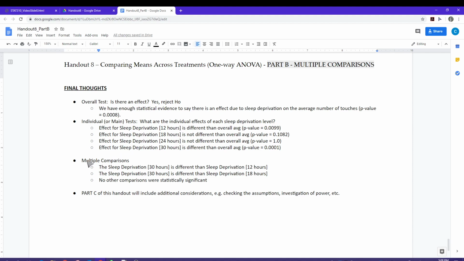The multiple comparisons, that's what we did here in Part B. That's what we considered here, was looking at, is the sleep deprivation at 30 different than 12? And the answer to that was yes, it is. The CI did not capture 0. Or if we want to do the lettering, these levels had different letters.